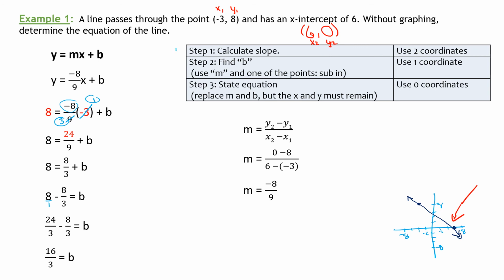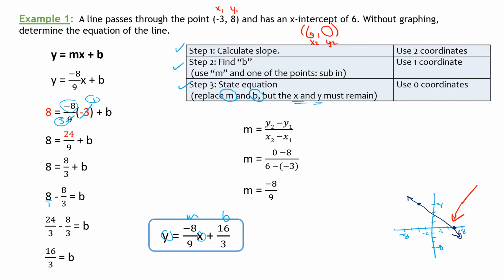Step 1, I calculated the slope. Step 2, I found b. I only needed one coordinate for that. Step 3 is state the equation. I don't use the coordinates at all for that. To state the equation, you have to replace m and b. X and y stay in the equation. Down here you see there's still an x and there's still a y, but the m and the b were replaced with the numbers that we found.